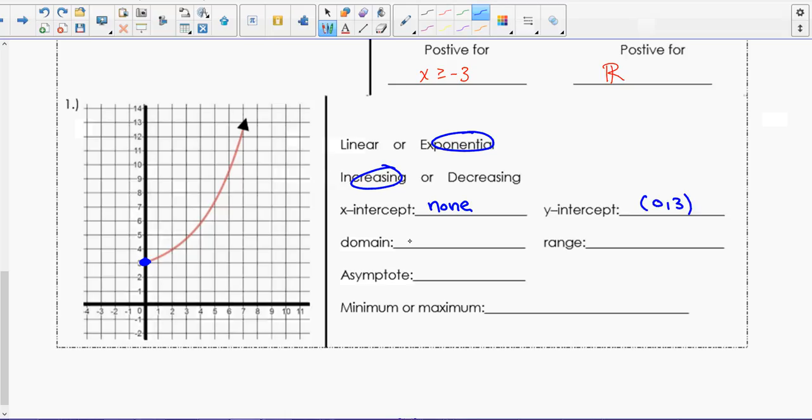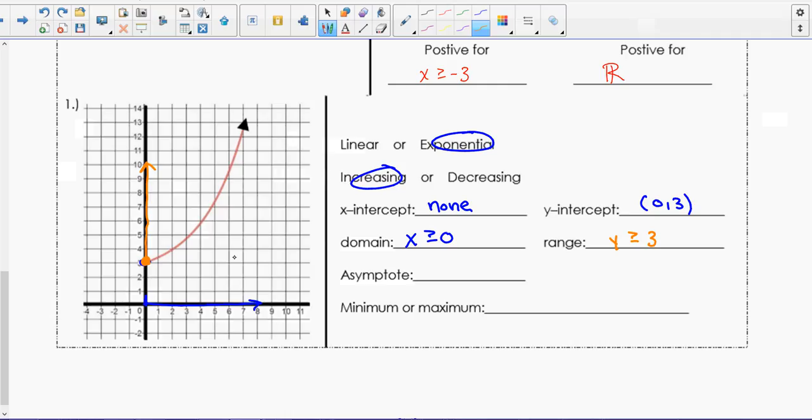The domain is talking about my x values, so on my x-axis, this is where my function starts, and then it continues to go this way, so that's greater. So my domain is x is greater than or equal to 0. My range is talking about my height. Well, this is where my height's starting, and then it's going up forever. So the range is all y values greater than or equal to 3.